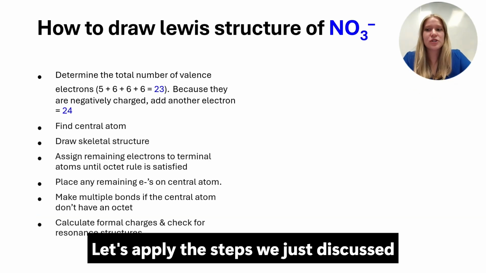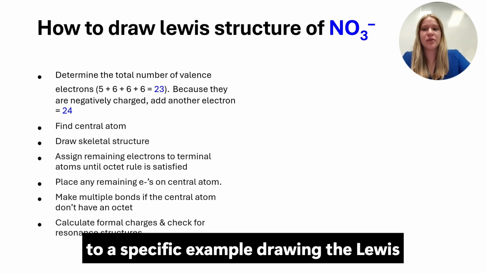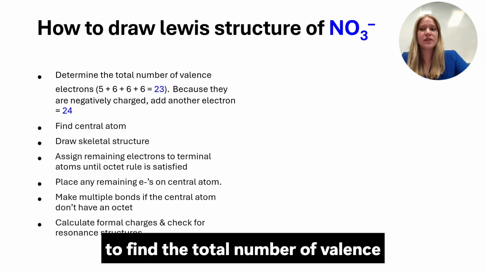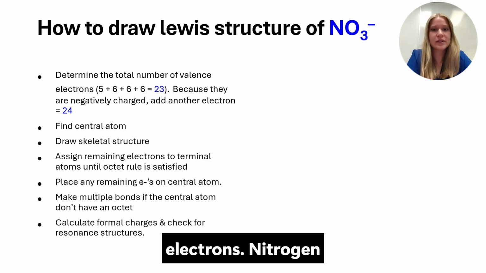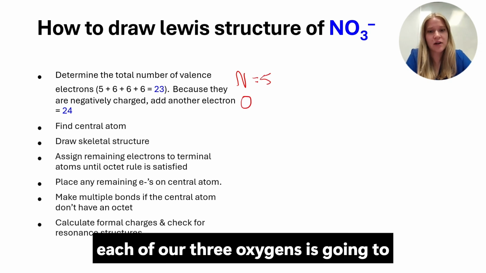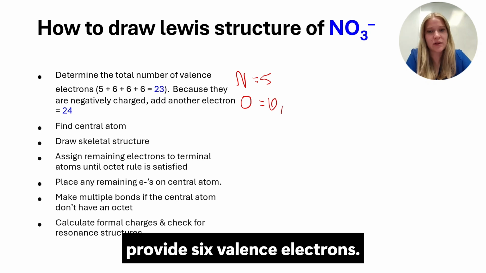Let's apply the steps we just discussed to a specific example, drawing the Lewis structure for a nitrate ion. Step 1 is to find the total number of valence electrons. Nitrogen provides 5, and each of our 3 oxygens is going to provide 6 valence electrons.